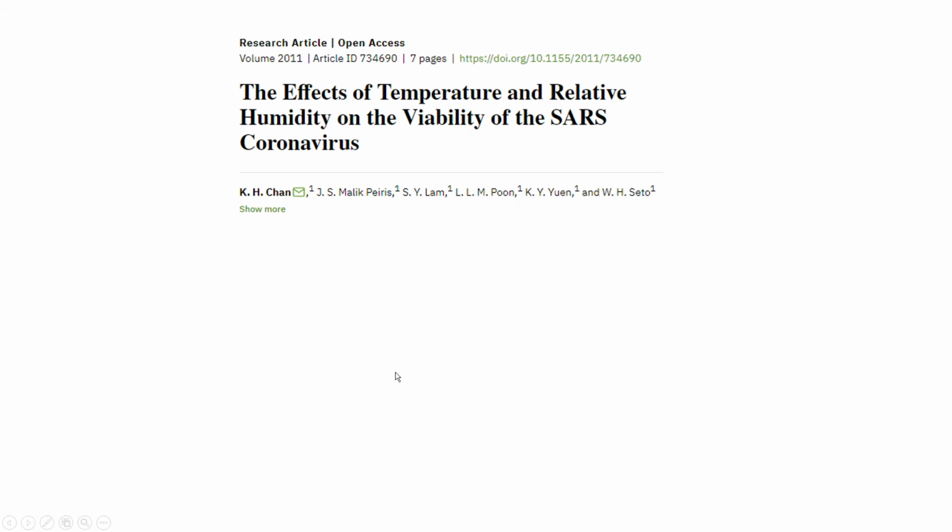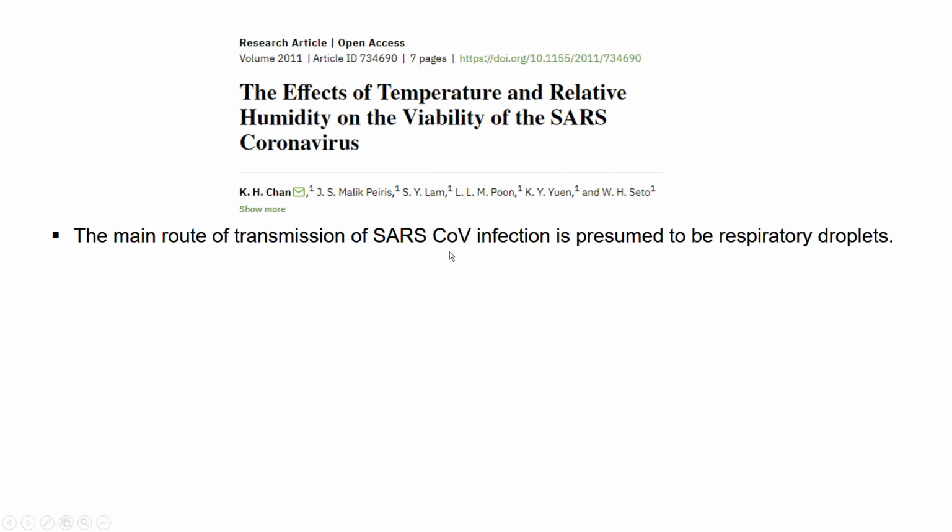Now, this is a very important paper that I have come across. It is on the effect of temperature and relative humidity on the viability of the SARS coronavirus. So this is SARS-1, coronavirus 1, and this was published in 2011. And it is exactly the same story.